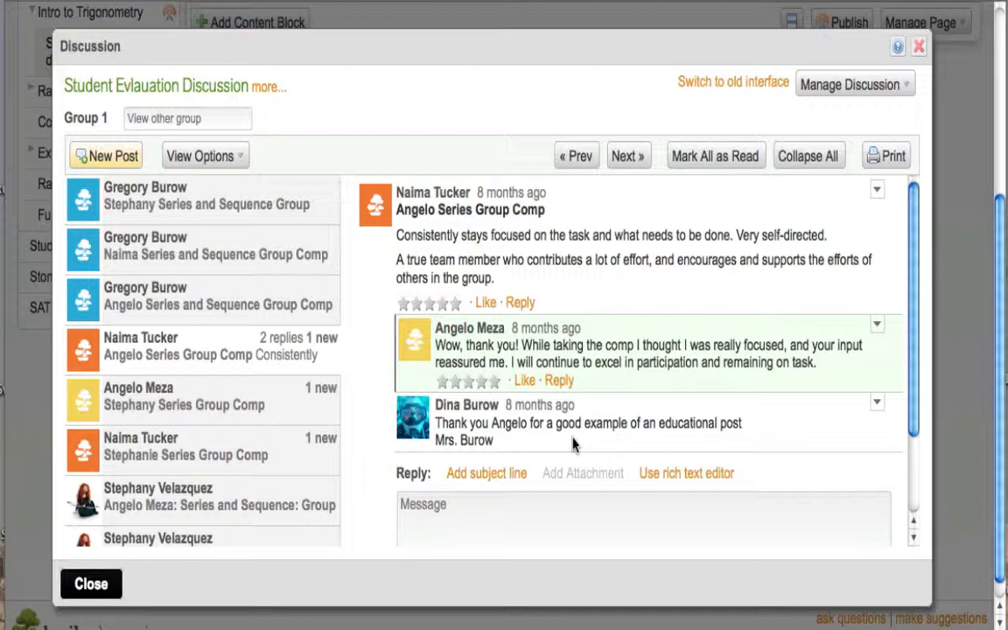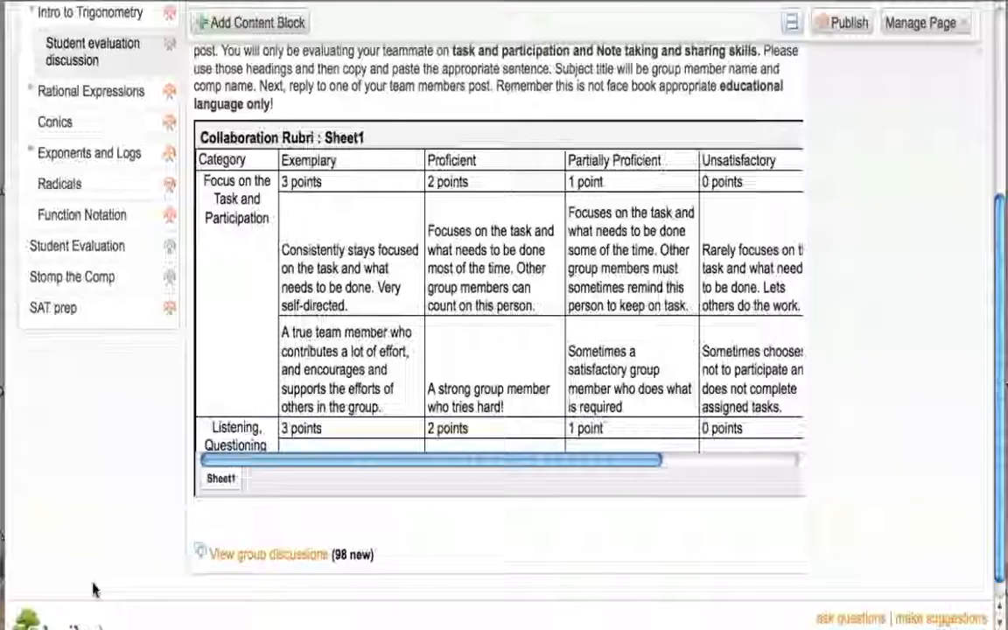Now, this took some time getting the kids doing this in class, on computers, talking about it. We're still working out some of the kinks, but it's a great way to get them engaged and on the computer and kind of talking to each other. So that's what this is.